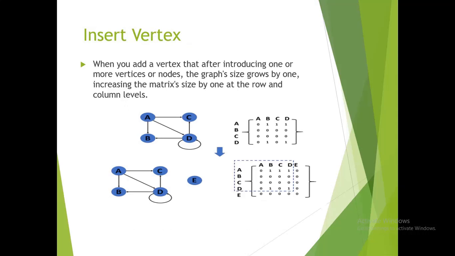Next, insert vertex. When you add a vertex after introducing one or more vertices or nodes, the graph size grows by 1, so increase the matrix size by 1 at the row and column level.